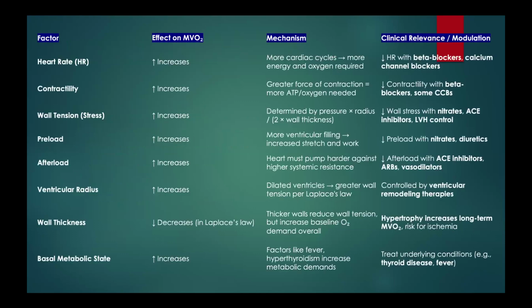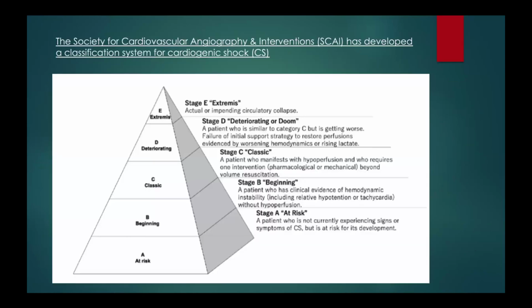These are the factors which affect the MVO2, and they include the heart rate, contractility, wall tension, preload, afterload, and ventricular radius. All the inotropes which we will be talking about are somehow controlling any one of these criteria. This is the cardiogenic shock classification done by the Society of Cardiovascular Angiography and Interventions.